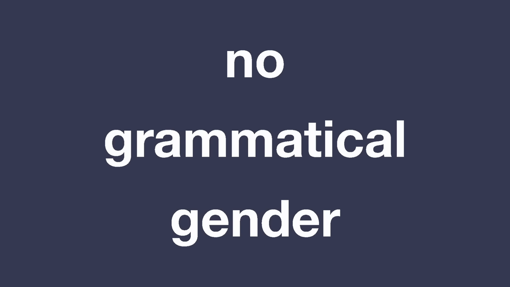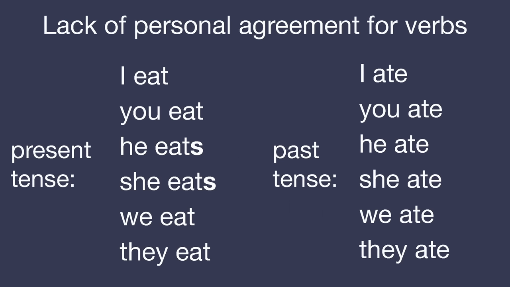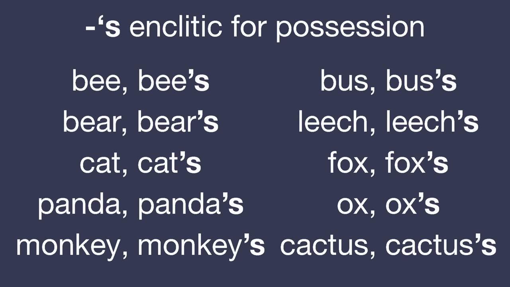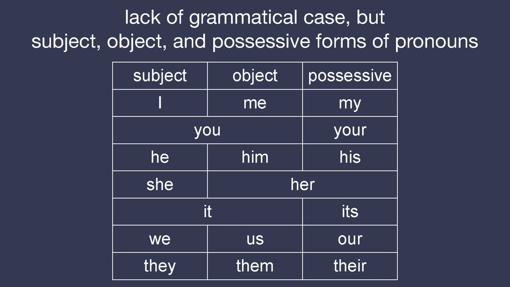One subtle thing about English grammar is that there is zero grammatical gender, being one of a handful of Indo-European languages without it. English lacks personal agreement for verbs. The only form of this is the s suffix for the third person singular in the present tense, not to be confused with the s suffix for nouns, which is the main way of forming plurals, or the apostrophe s enclitic, which marks possession. You could analyze this enclitic as a genitive suffix, but besides that, English lacks any case.